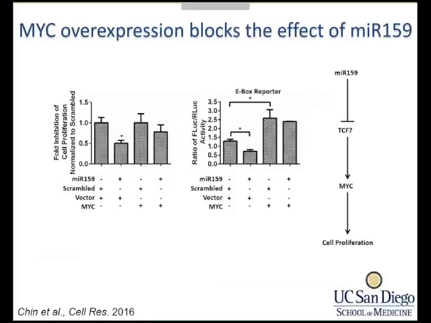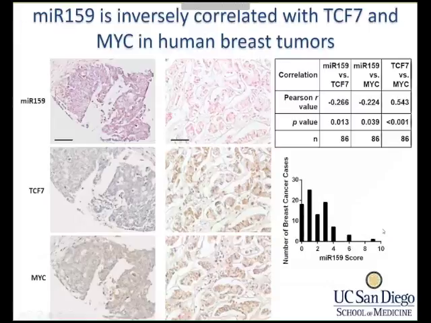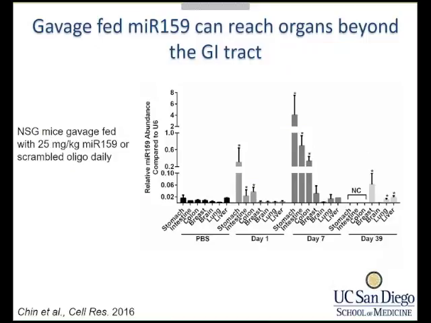Similarly, restoration of MYC at least partially abolished the effect of miR-159, and this helps us form this signaling axis from miR-159 to TCF7 to MYC and all the way to the regulation of cancer cell proliferation. In tumors, we confirmed that the expression of TCF7 and MYC are both negatively associated with the level of miR-159. So this is good evidence supporting the regulation of TCF7 and MYC by the plant microRNA.